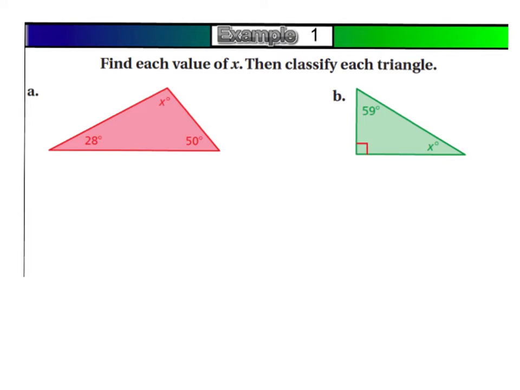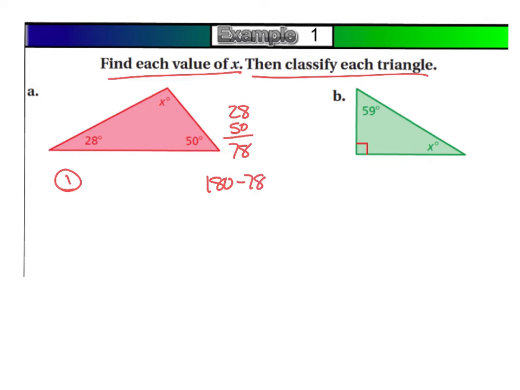So what they want you to do is find the value of x and then classify it. On your homework, you're going to be doing the same thing. So the first part is going to be to find the value of x. So I have 28 plus 50. That equals 78. Then 180 minus 78 gives me 102 degrees, and you're going to label it degrees. But then you need to classify it. I have x is 102, so I have one obtuse angle, so it is an obtuse triangle.